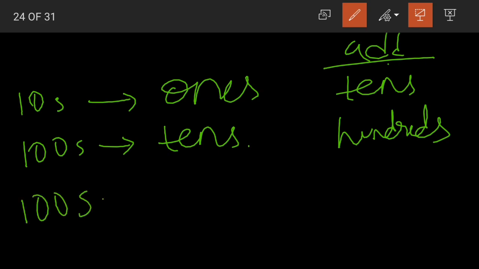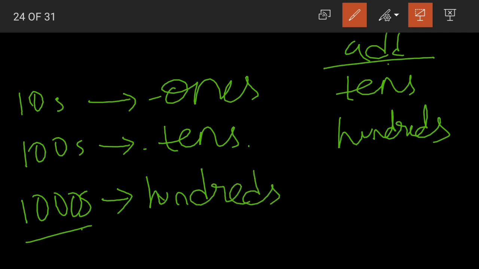Now in the same way, when we are rounding off to the nearest thousands, see, after ones and tens comes hundreds, right? So we look at the digit in the hundreds place. If it is equal to or greater than 5, then we add 1 to the digit in thousands place.